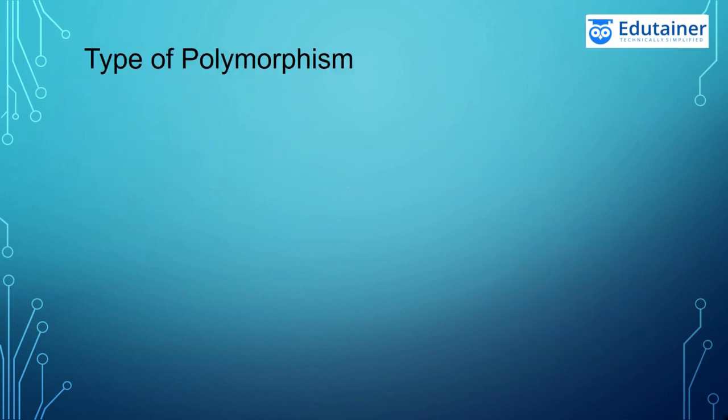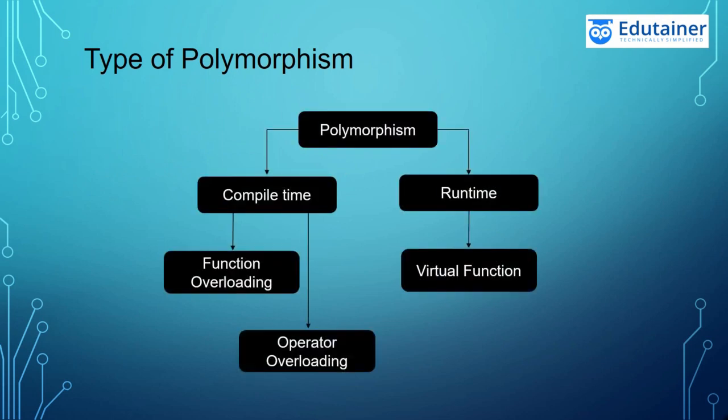Types of polymorphism. You can see that we have two types of polymorphism, compile time and runtime. Compile time is further divided into two, function overloading and operator overloading, whereas in runtime we have a virtual function. So we have basically two types of polymorphism, compile time and runtime.